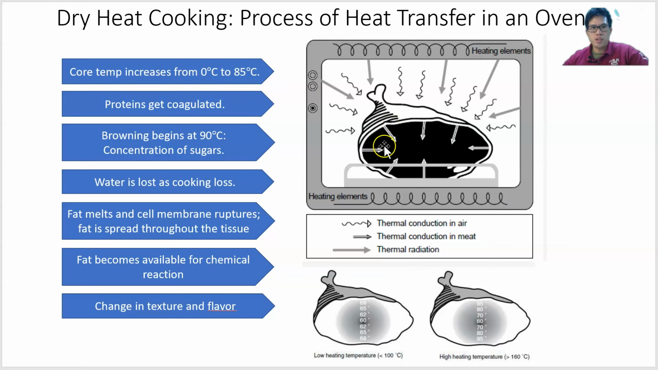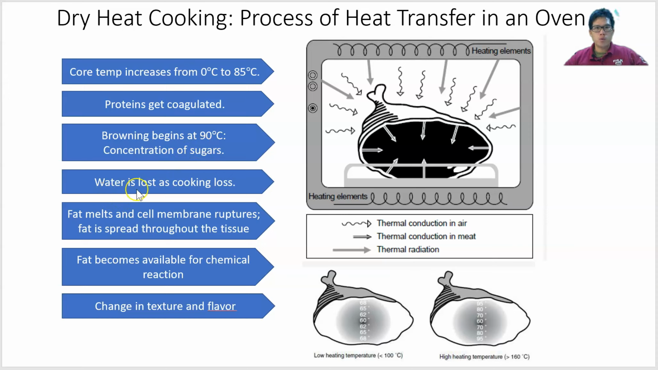When the heat increases, the protein will start to coagulate, and then the browning will begin, depending on the concentration of sugars in there. All meats have a certain degree of sugar. Later we will talk more about this, the precursors in the meat.